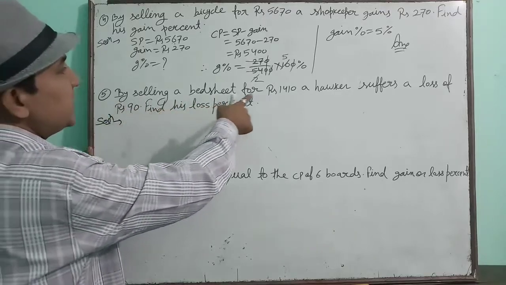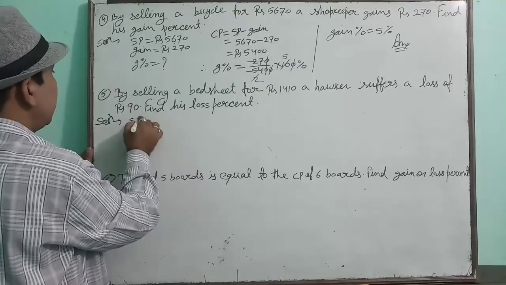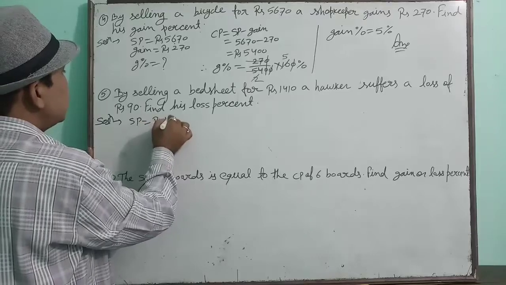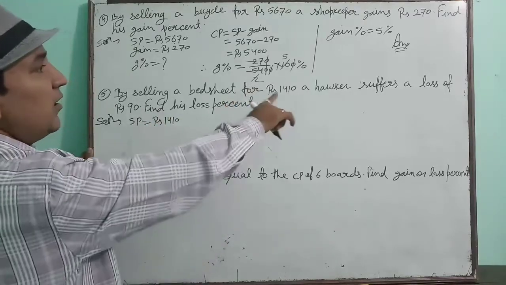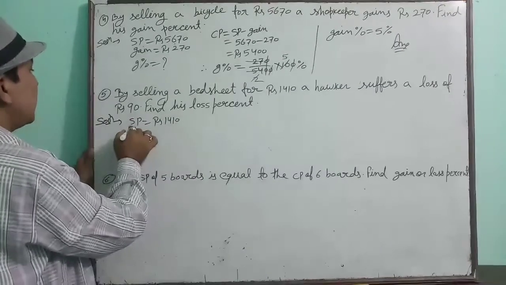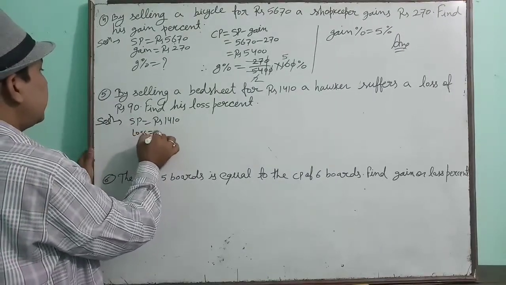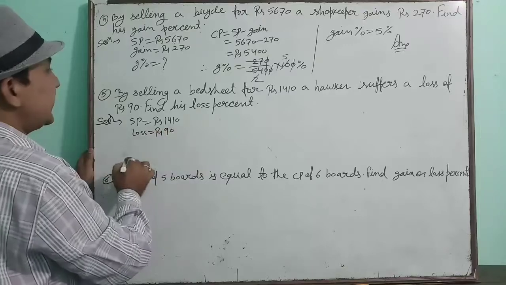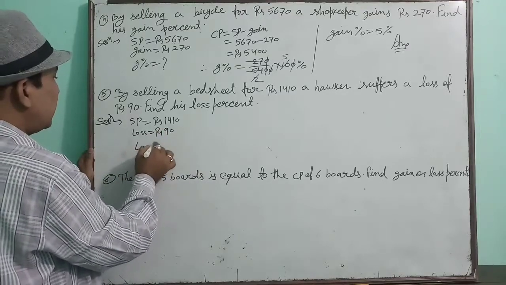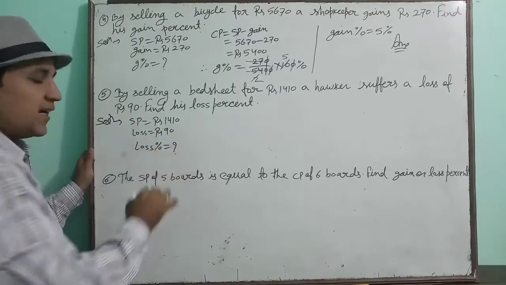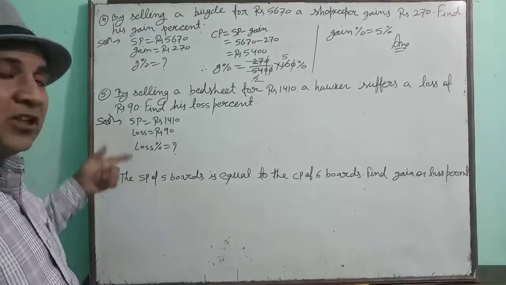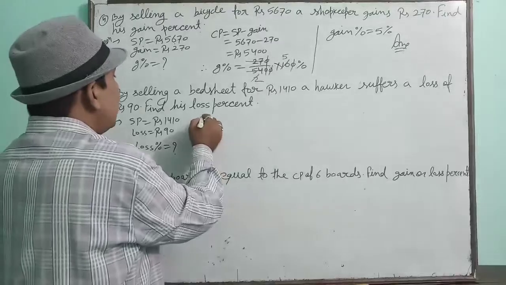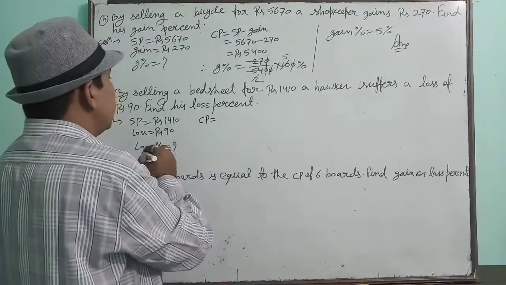By selling a bed sheet for this rupees, see children, selling price is given 1,410. The hawker suffers a loss of rupees 90. Here loss is given rupees 90. Then we have to find the loss percent. Again, to find the loss percent, we must know the cost price. So first we will find the cost price.